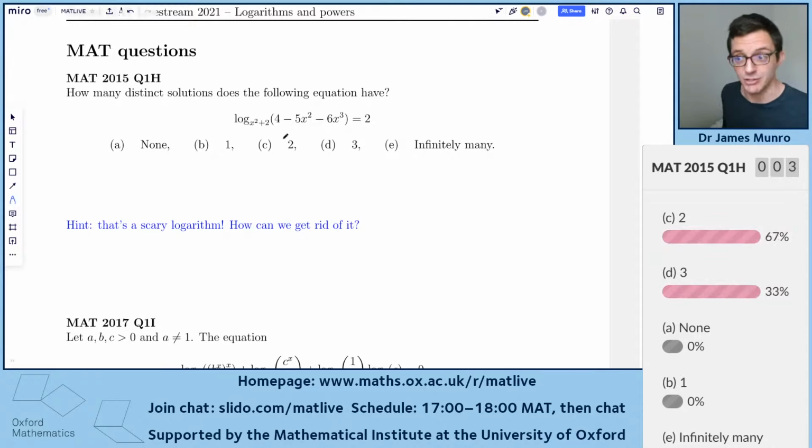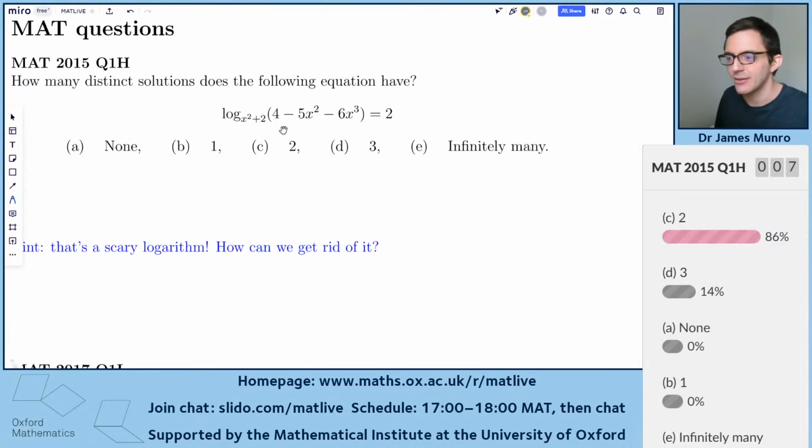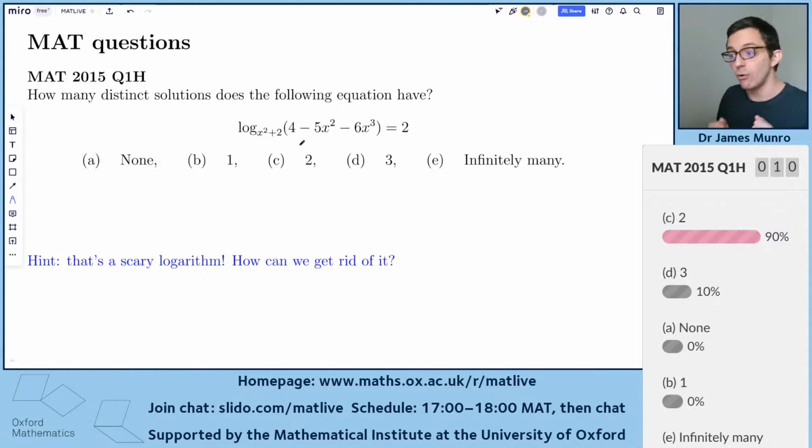So I'm going to read out the question. This is MAT 2015 question 1H. I can't read numbers. How many distinct solutions does the following equation have? Logarithm base x squared plus 2, all in tiny writing for the base. There we go, a little bit better. Open bracket 4 minus 5x squared minus 6x cubed, close bracket, is equal to 2. What does that mean for the value of x? And people in chat are voting at the moment. The first people to vote think that this has maybe got 2 distinct solutions.